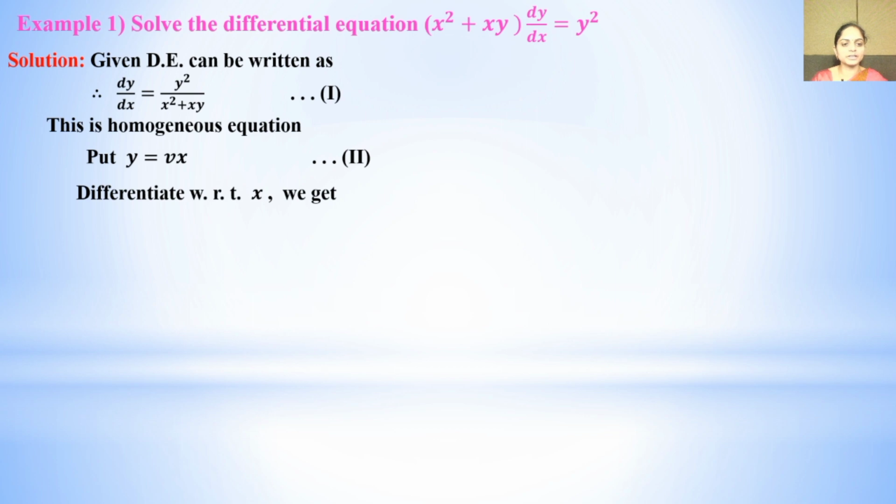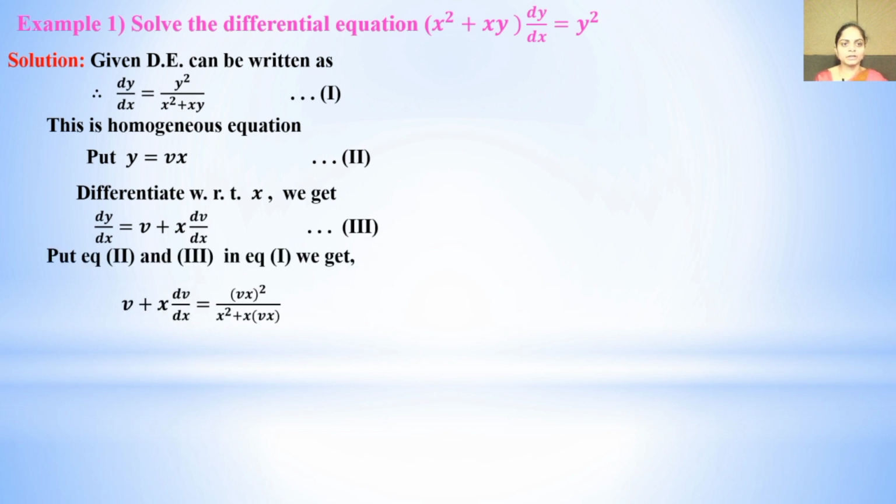On differentiating with respect to x, we get derivative of y is dy by dx is equal to v as it is, derivative of x is 1, plus x as it is, derivative of v is dv by dx. That is dy by dx equal to v plus x into dv by dx. This is our equation number 3. Now, we put equations 2 and 3 in equation 1.